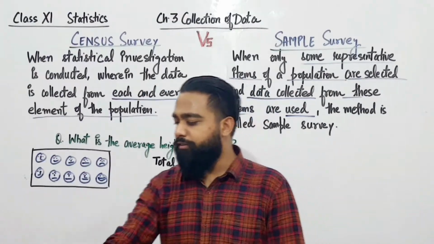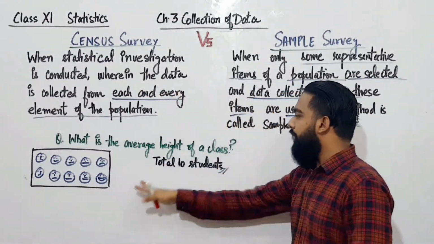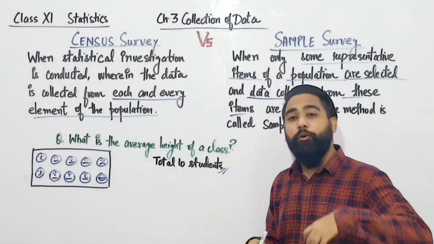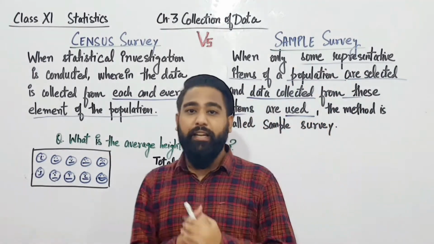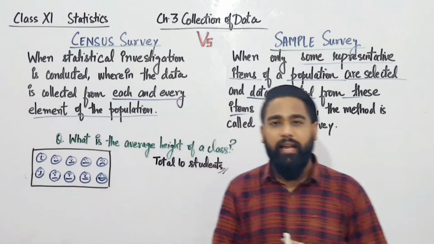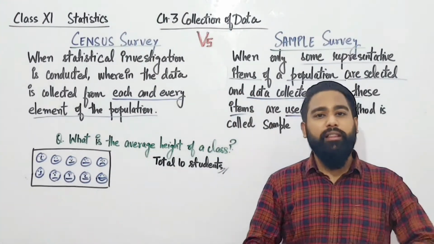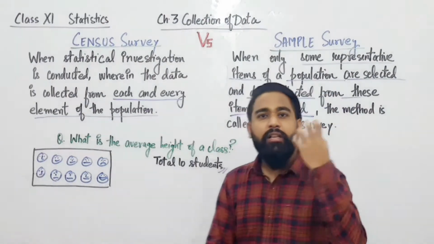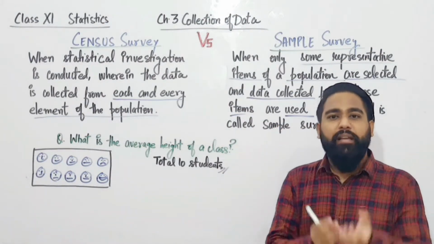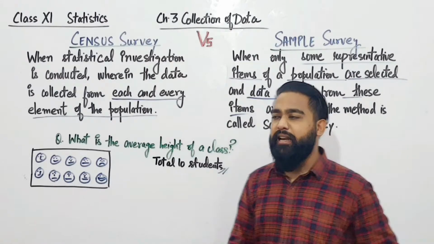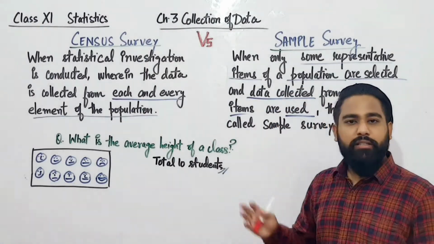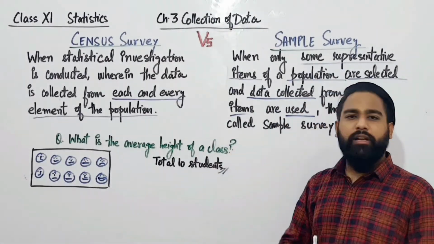Now, what if instead of the whole class I need to conduct the survey of the whole city? Then in that case I won't be going to each and every person of the city. In that case I will be doing some sort of sampling. Some random people I will select and then I will do the survey. Take example of this classroom only.